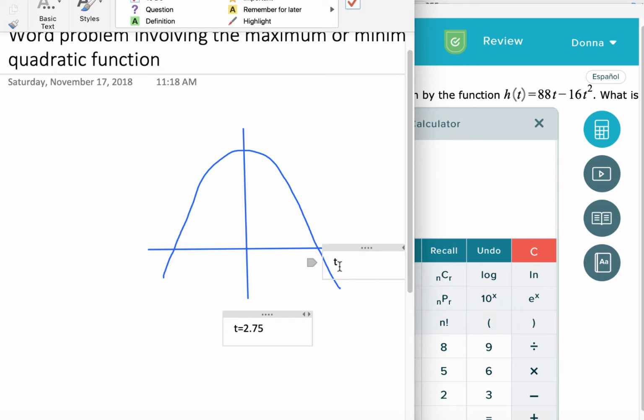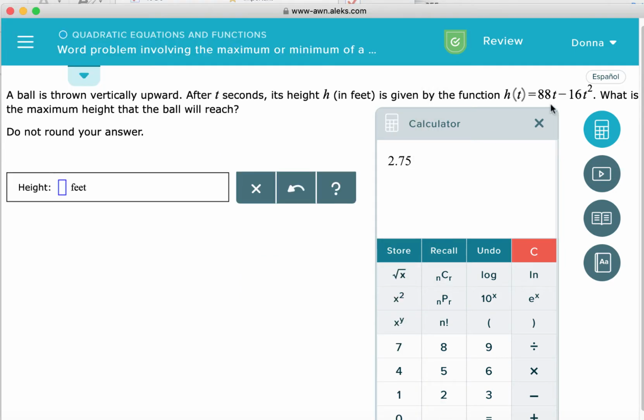Well, just like we have t for the x-axis, h, which would be the height, is going to be our vertical axis, which you would normally think of as y. So the height is what we're going to find if we plug in t equal to 2.75. So let's do that. Let's plug in 2.75 into this equation.